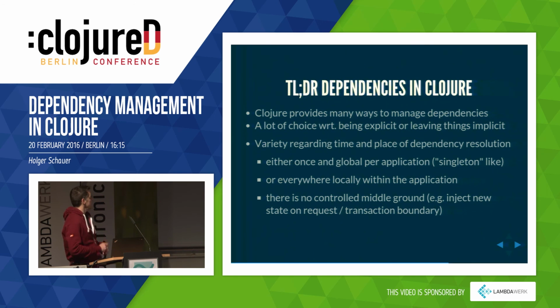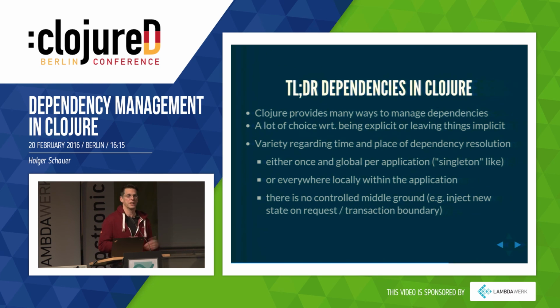So, let's do a little bit of summing up. Dependencies in Clojure. We've seen quite a lot of ways to manage dependencies, and I haven't even talked about all of them. For instance, I left out mount. There's a lot of choice regarding what you want to make explicit or what things you want to leave more implicit in your code. We also have seen quite a variety regarding the time and place of dependency resolution.